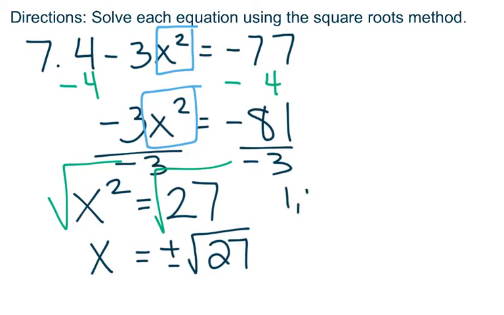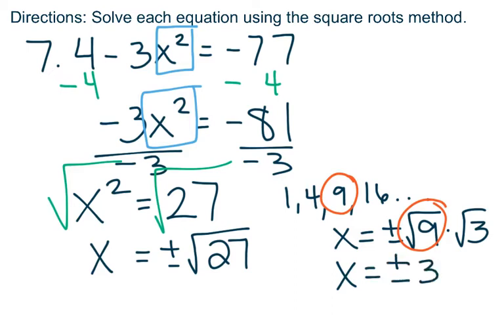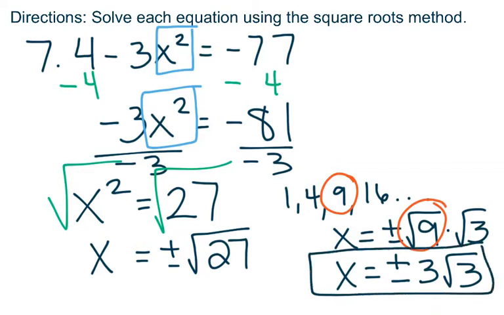So I'm going to write out the perfect squares. Okay, and I'm finding the biggest perfect square that 27 is divisible by. 9 is the biggest perfect square it's divisible by, so I'm going to rewrite it. Plus and minus the square root of 9 times the square root of 3. And you can take the square root of 9, it's 3. So my final answer is going to be plus or minus 3 square roots of 3.